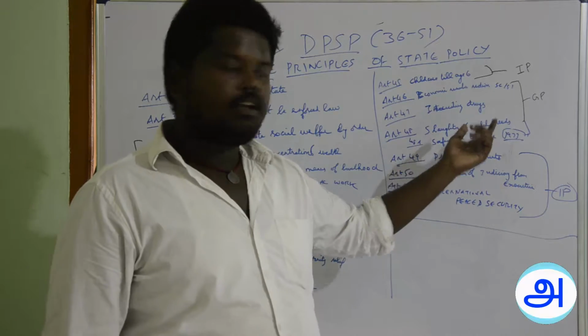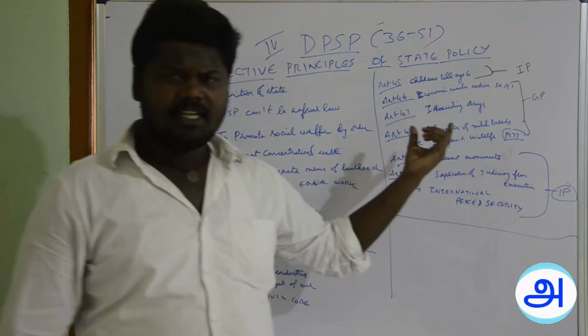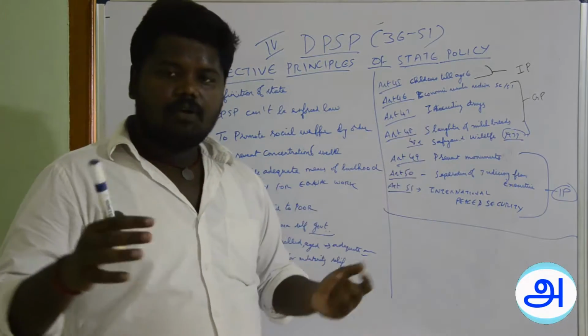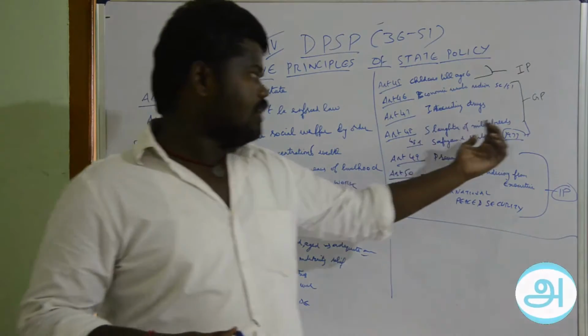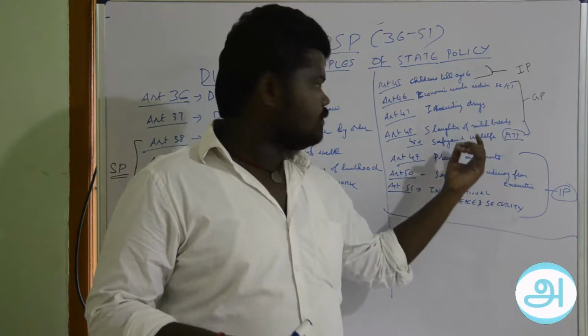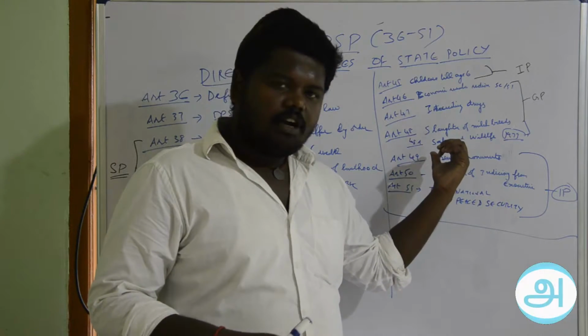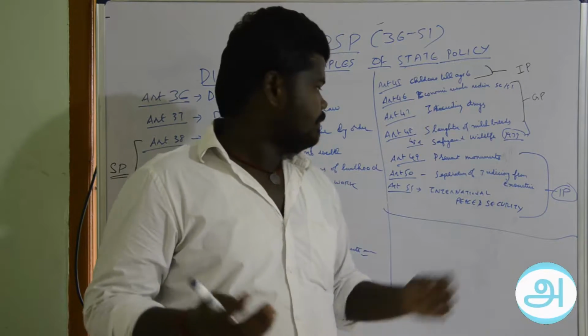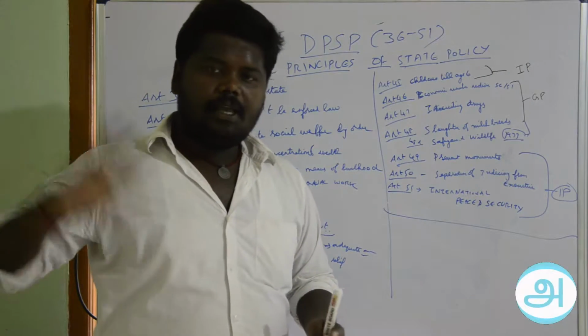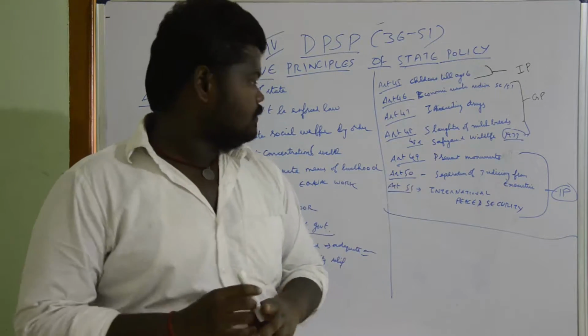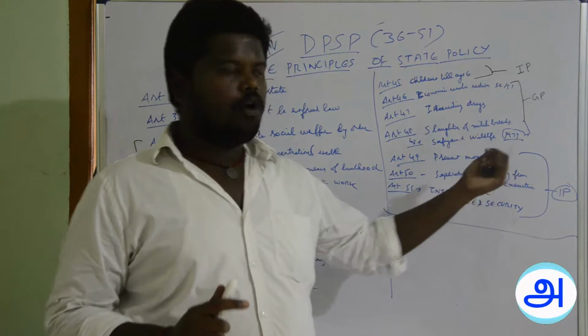Article 47 is intoxicating drugs. Similarly, Article 48 covers the slaughter of milch animals, and of course it has sub-branches. 48 is safeguarding wildlife. 49, what happens? So Article 49 is nothing but preventing damage to monuments.